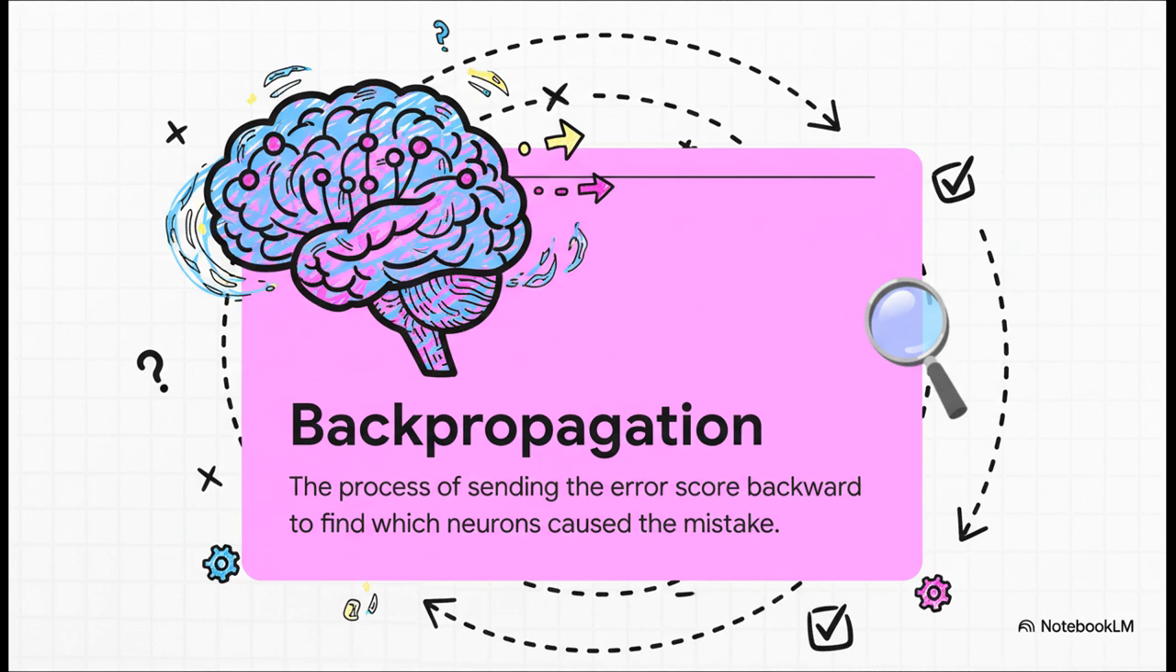So, with that error score in hand, the brain does its most brilliant move. It's called backpropagation. This is where it basically plays detective. It sends that error score backward through the entire network, tracing the mistake all the way back to find out exactly which connections were the biggest culprits for the wrong answer. This is the secret sauce that makes all of this learning possible.